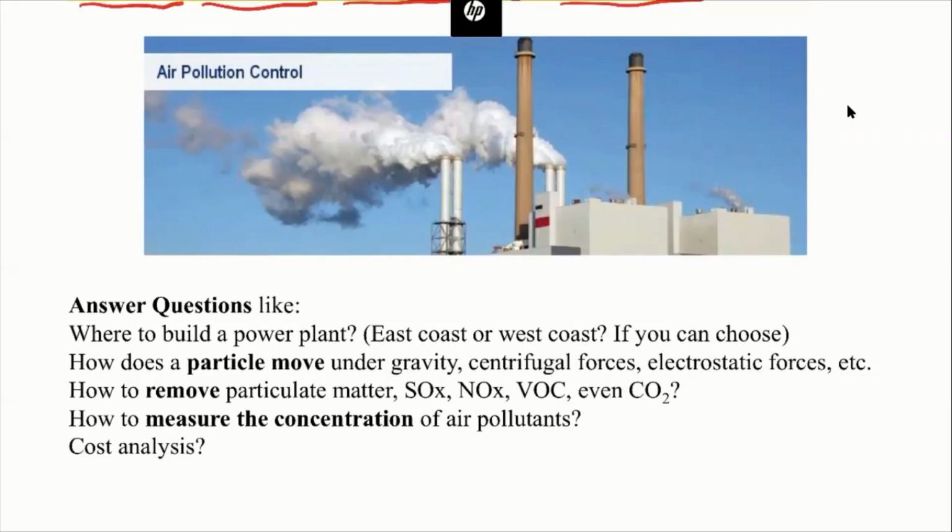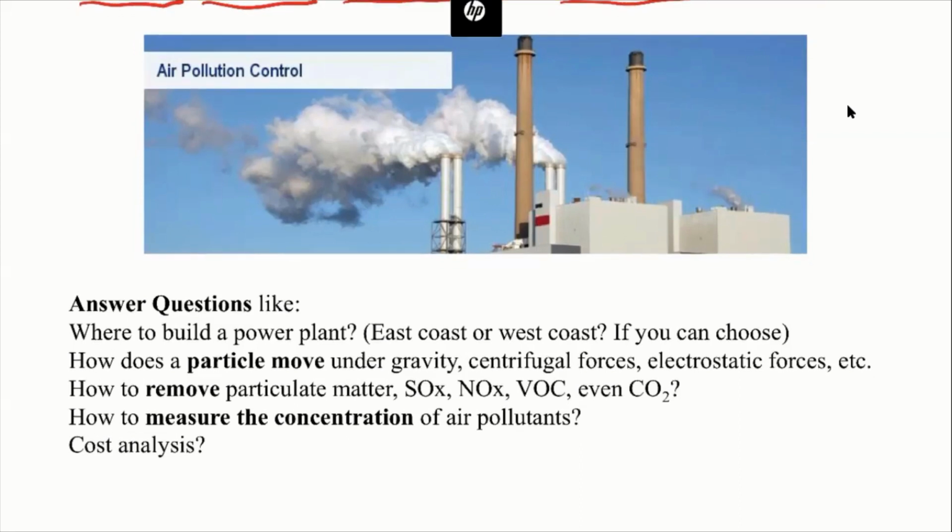For example, let's say people want to build a new power plant, which generates a lot of air pollutants. If you have the decision to build it, whether on the East Coast or West Coast, where are we going to build it, right? This is going to use some knowledge of the air movement of our Earth. I'll just tell you the answer now. If you can decide, you should build it on the East Coast.